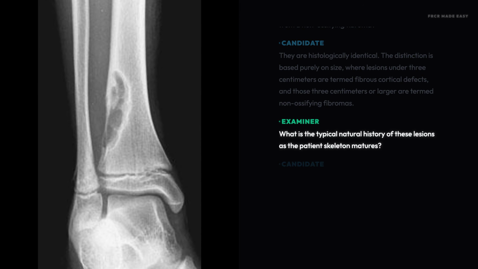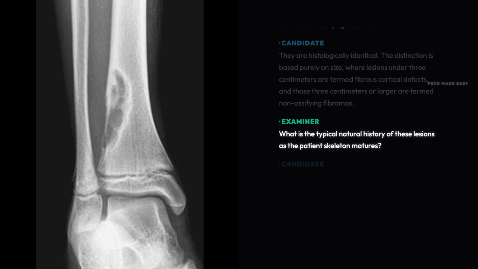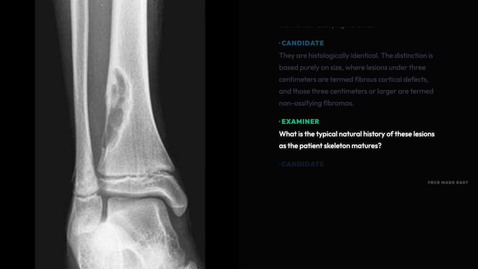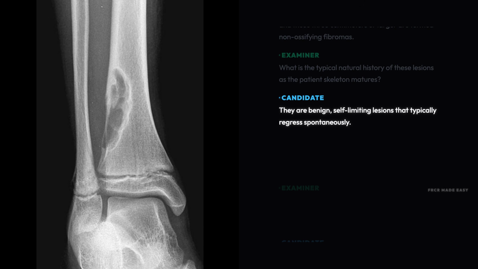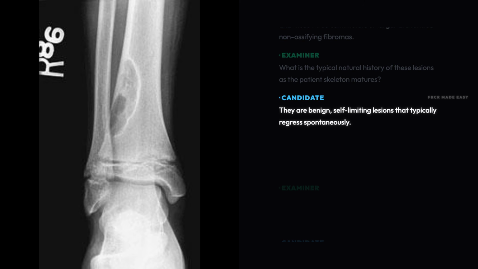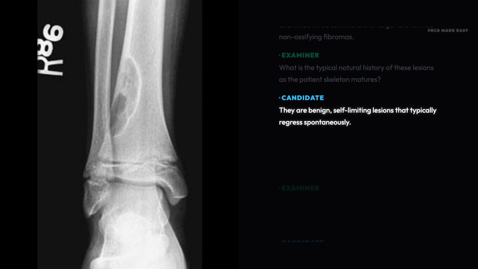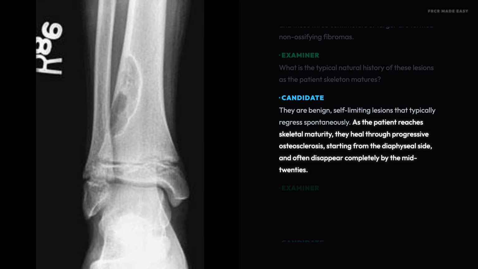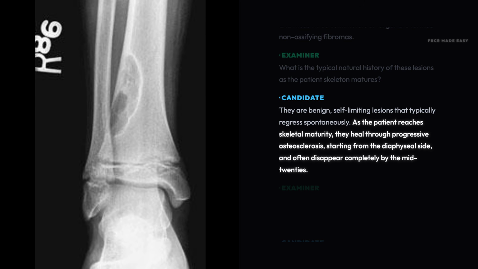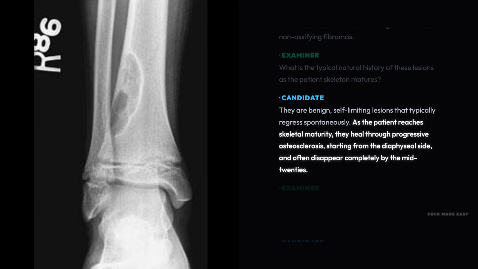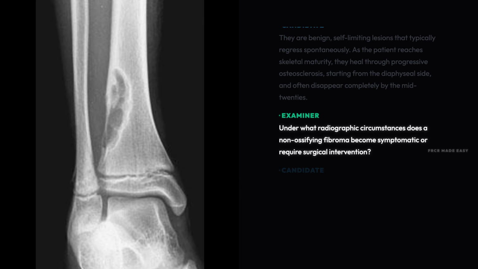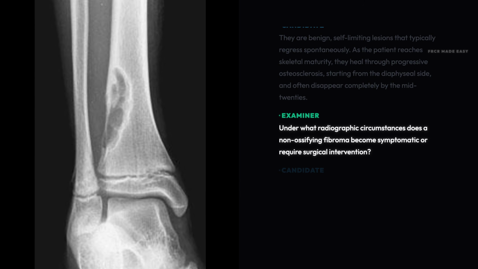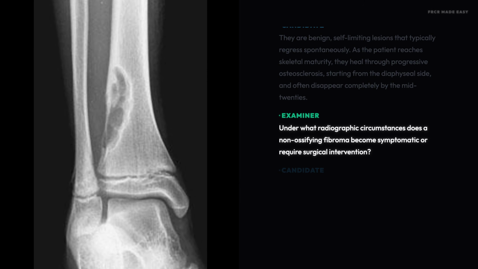What is the typical natural history of these lesions as the patient skeleton matures? They are benign, self-limiting lesions that typically regress spontaneously. As the patient reaches skeletal maturity, they heal through progressive osteosclerosis, starting from the diaphyseal side and often disappear completely by the mid-20s.